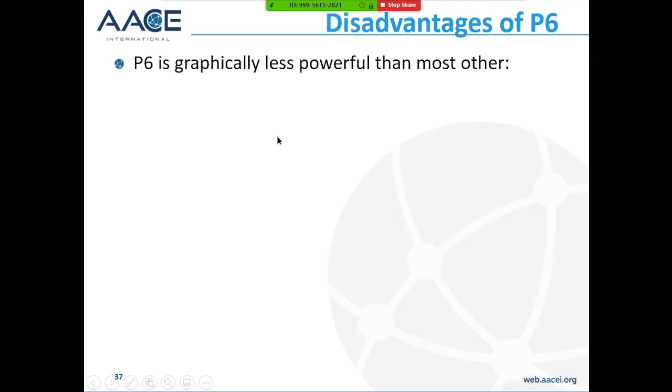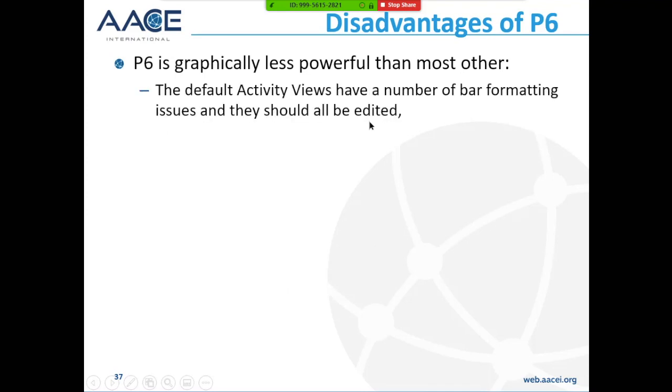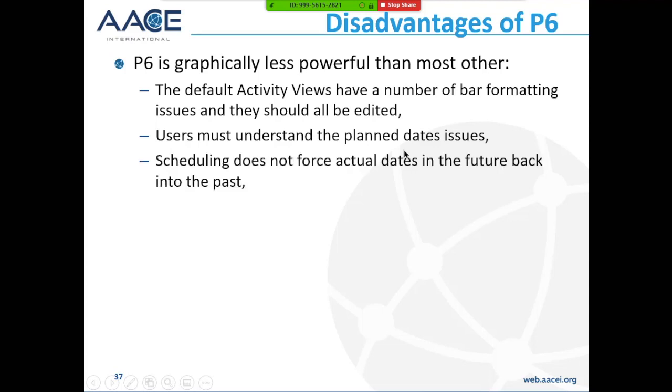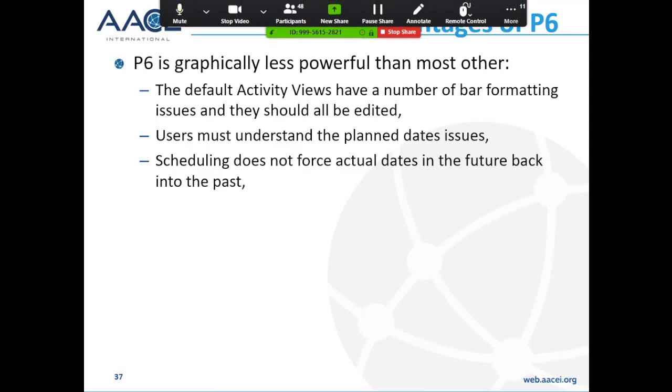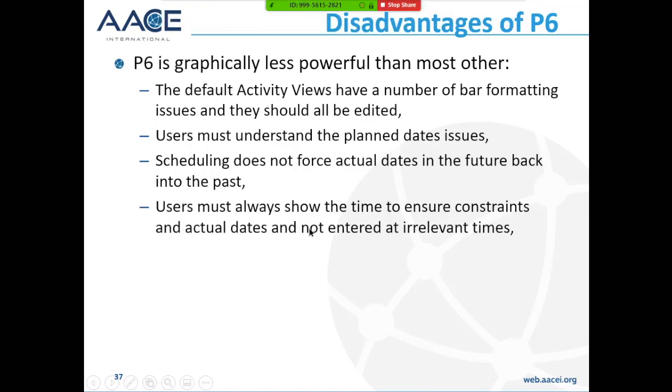Disadvantage of P6, it's graphically less powerful than most other products. The default activity views that come with Oracle Primavera P6 have a number of bar formatting issues, and every single activity view that is supplied with P6 needs to be edited before it's used. Users must understand the plan date issues, a number of issues with the plan dates, and I'd like to see them removed from the system. Scheduling does not force actual dates back in the future, which ASTA does, and therefore it's something you've got to manually make sure actual dates are not in the future.